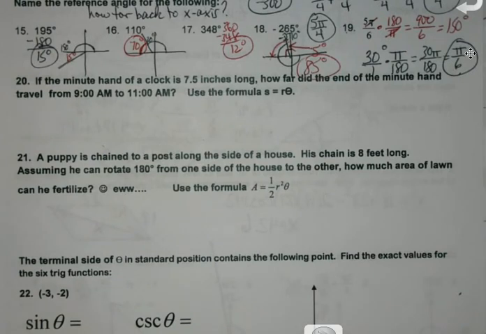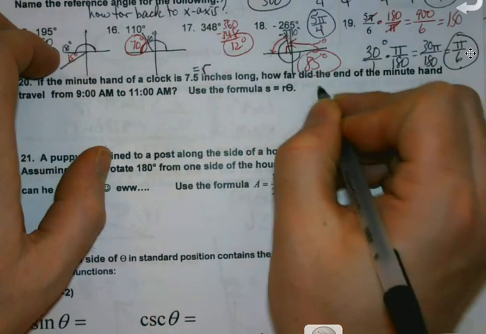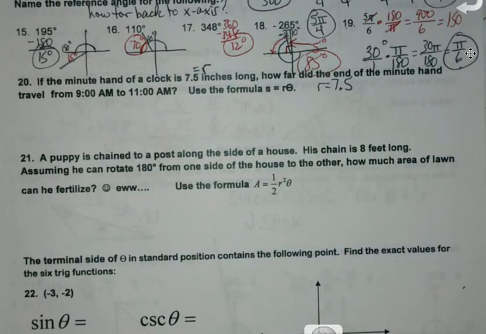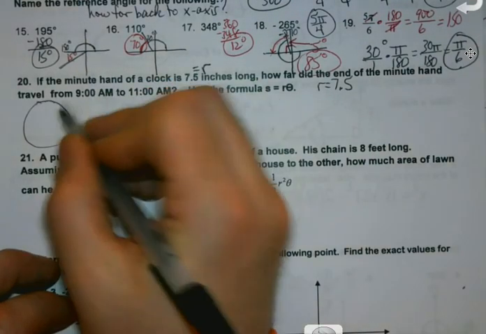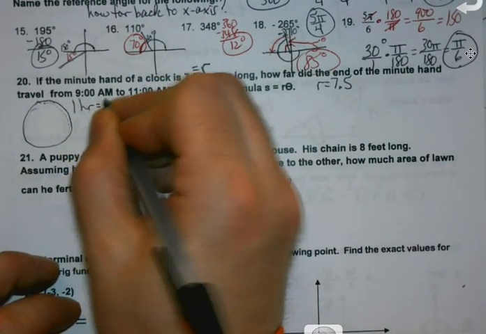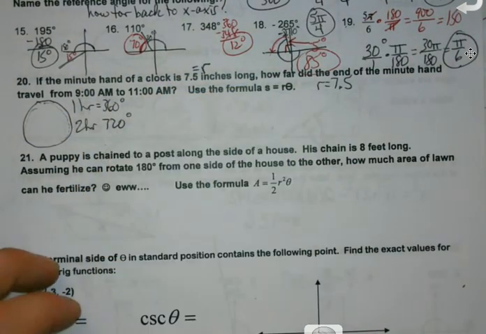20. If the minute hand of a clock is 7.5 inches long, radius, how far did the end of the minute hand travel from 9 a.m. to 11 a.m.? Okay, the minute hand. So let's see here. We know our radius here is 7.5. How many degrees did the minute hand go in 2 hours? How far around does the minute hand of a clock go in an hour? 360. So how far does it go in 2 hours? 720 degrees.